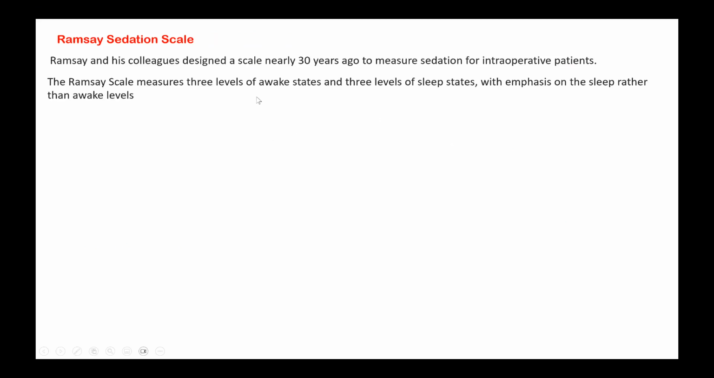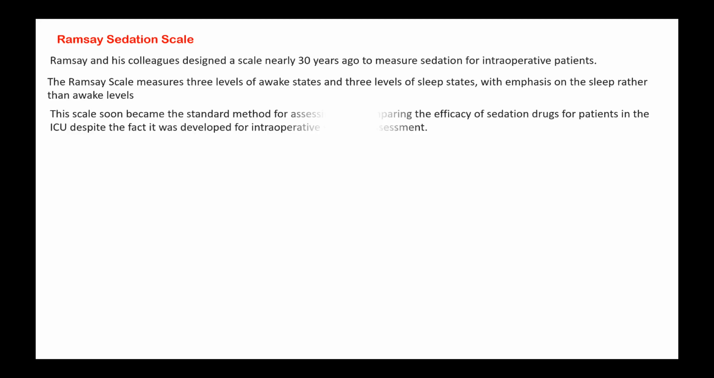Now, Ramsay and his colleagues designed this almost 30 years ago to measure the sedation for intraoperative purpose. This is the first one, as I told you, they used it for intraoperative sedation. And they made 3 levels for awake state and 3 levels for sleep state when they were using it for sedating the patients undergoing surgery under regional technique. And then this scale became a standard method for assessing and comparing the efficacy of sedation drugs in the ICU also, which was originally developed for intraoperative sedation.